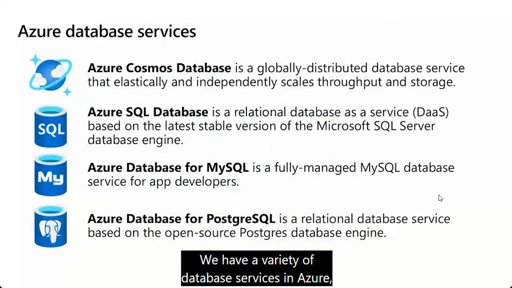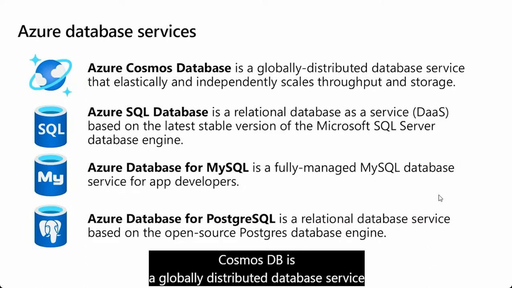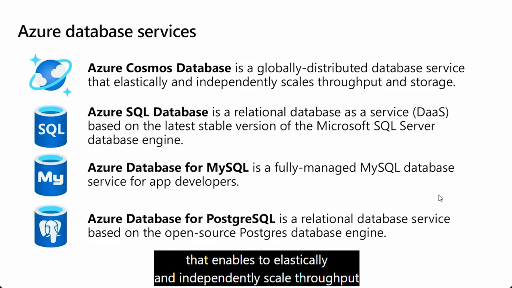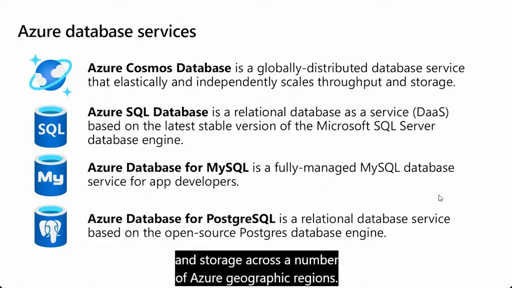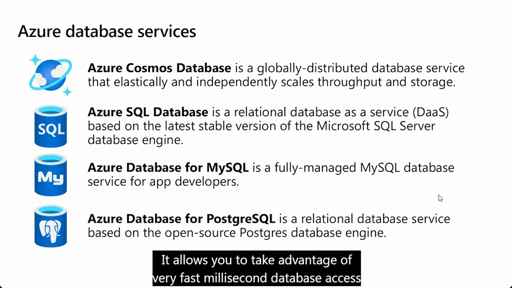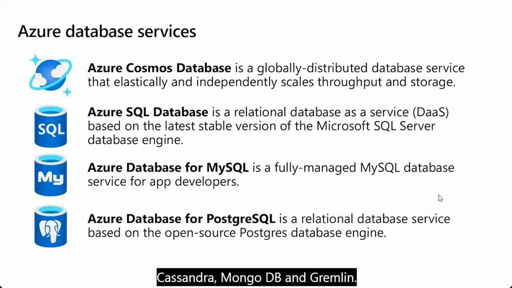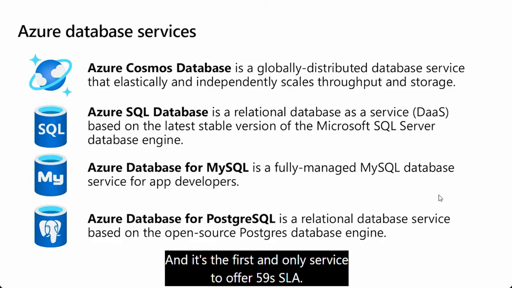We have a variety of database services in Azure, including Cosmos DB and SQL databases. Cosmos DB is a globally distributed database service that enables you to elastically and independently scale throughput and storage across a number of Azure geographic regions. It's a non-SQL database. It allows you to take advantage of very fast millisecond database access using your favorite API tools such as SQL, Cassandra, MongoDB, and Gremlin, and it's the first and only service to offer 5 nines SLA.